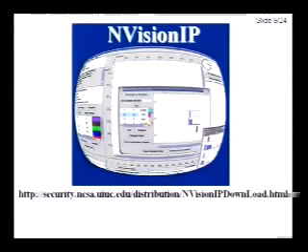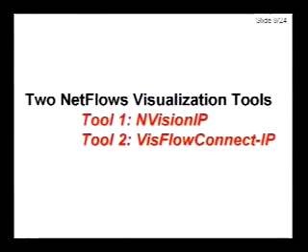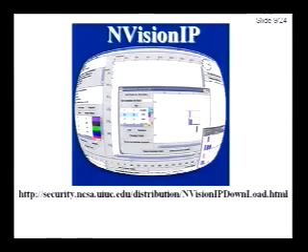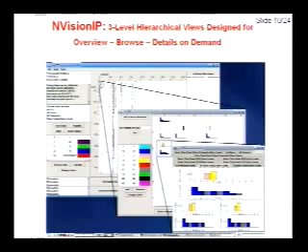Okay, so the meat of the talk now is about these two different tools. I don't have a lot of time to go over the details of all these tools, but I'll show you the picture. The pictures are worth 1,000 words, and we have some papers to describe the use, sort of like manuals to step you through if you download the tools and want to see how they work. So the two tools are NVisionIP and VisFlowConnect IP. There's the URL to download this tool, and there's a description of the tool with that address.